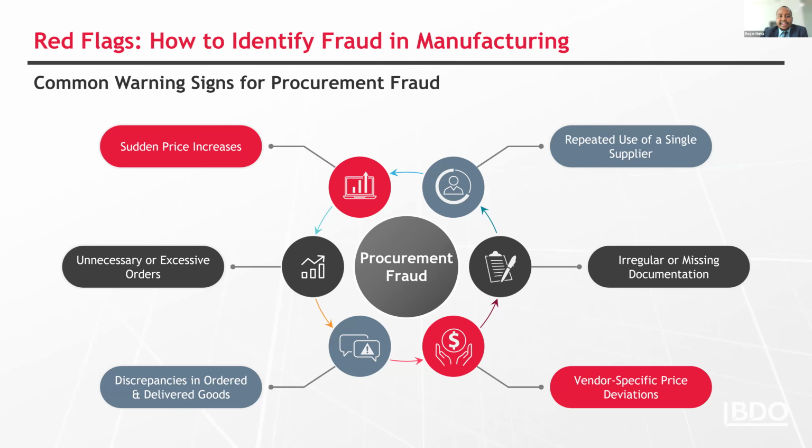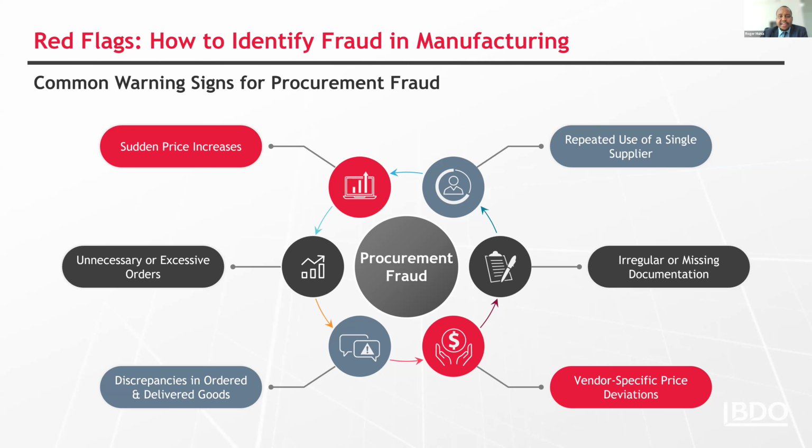The next one is unnecessary or excessive orders. I think you should keep an eye out for orders that don't match the production needs. So for instance, if a production officer is ordering excessive quantities of materials or unnecessary goods, it might be their way of siphoning off company funds or receiving personal rewards from the supplier.